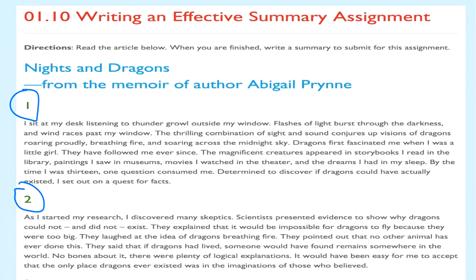They have followed me ever since. The magnificent creatures appeared in storybooks I read in the library, paintings I saw in museums, movies I watched in the theater, and the dreams I had in my sleep. By the time I was 13, one question consumed me. Determined to discover if dragons could have actually existed, I set out on a quest for facts. Okay, so this is my first thing that I need to summarize. My first section. So for section number 1, what do I need to do?